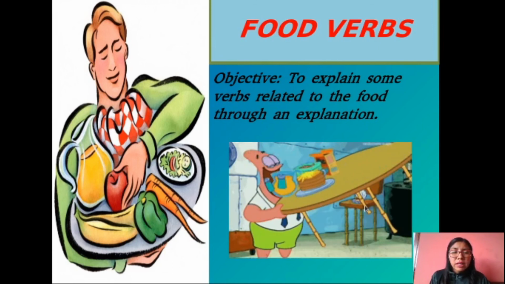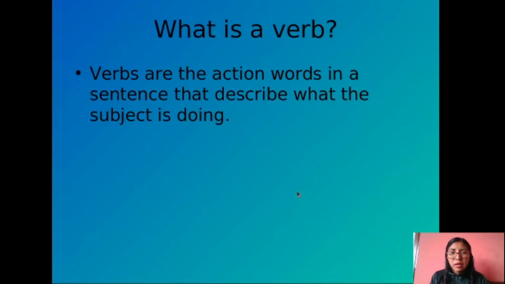But at the beginning, tell me, what is a verb? And when do you use it? That's right, we are going to check. Pay attention. As I said before, what is a verb? Verbs are the action words in the sentence that describe what the subject is doing, okay? So, a verb is a word that describes the action, okay?